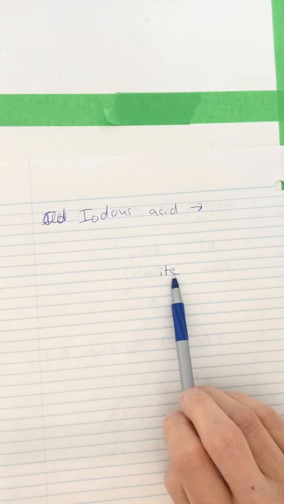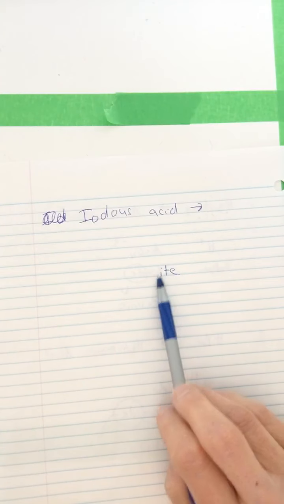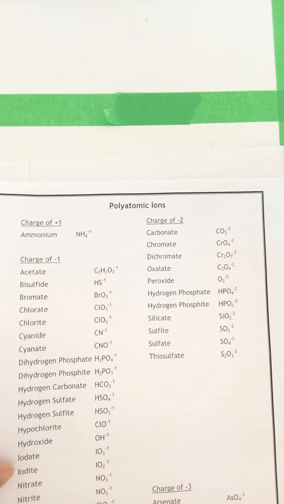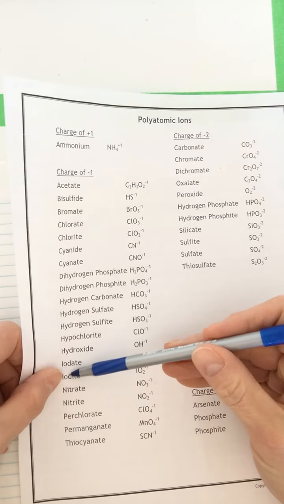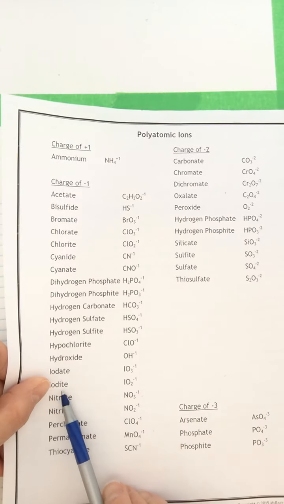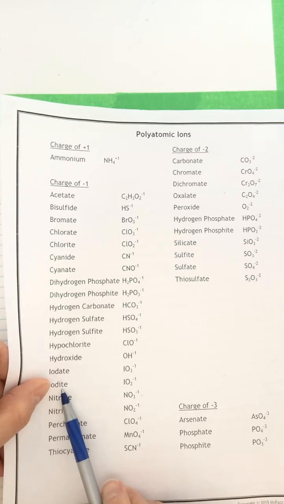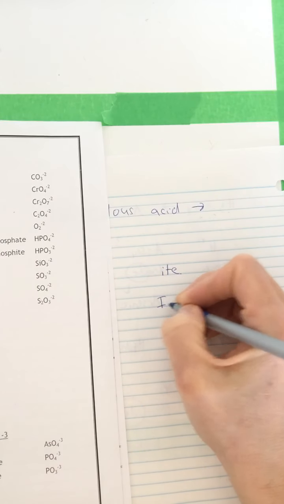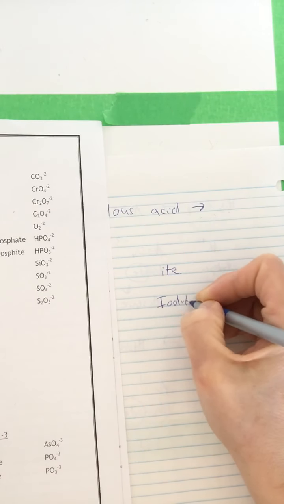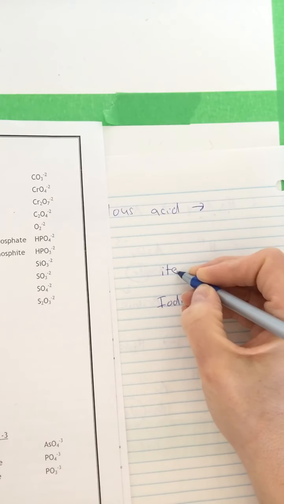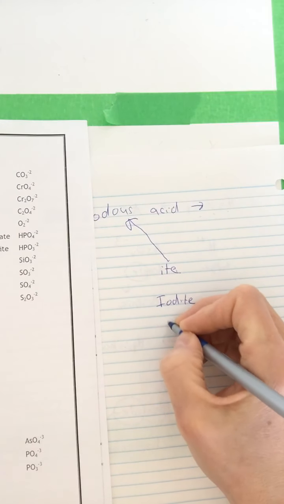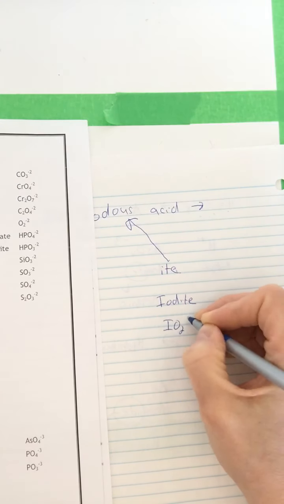So let's look. ITEs are not found on the periodic table. They're found on the polyatomic sheet. And so when you look here, look, I found an iodite, ITE, iodite, which would turn into iodous. So look what iodite is. It's an IO2 minus 1. So we found iodite, which we knew it was going to be because it turned from an ite to an ous.